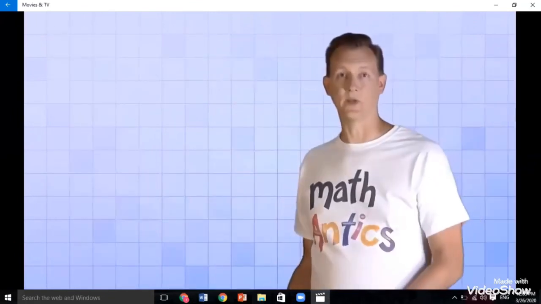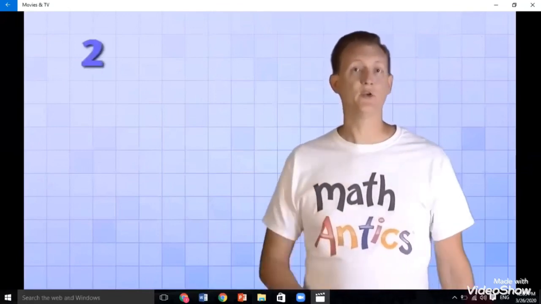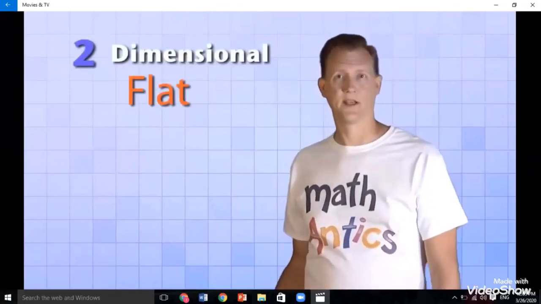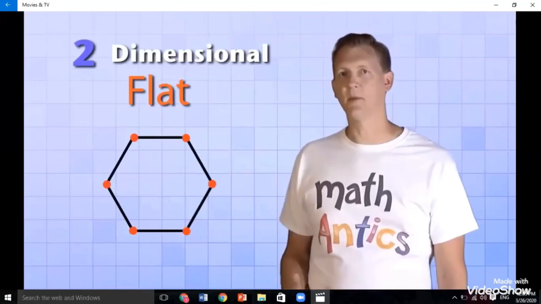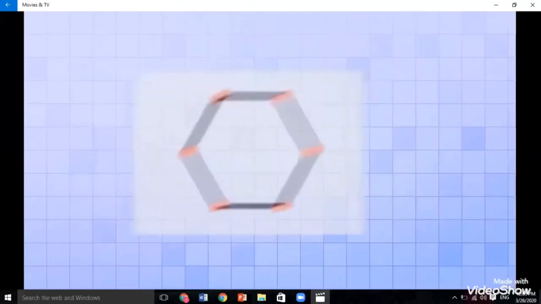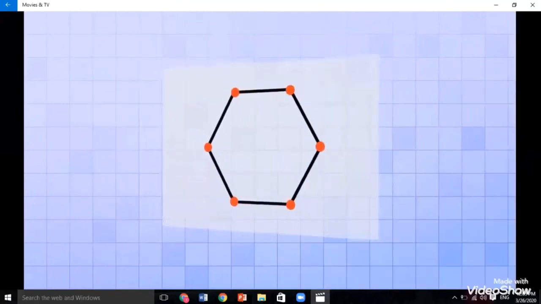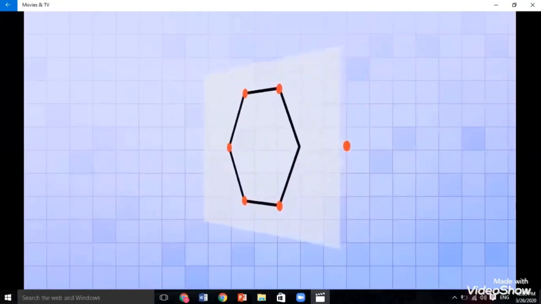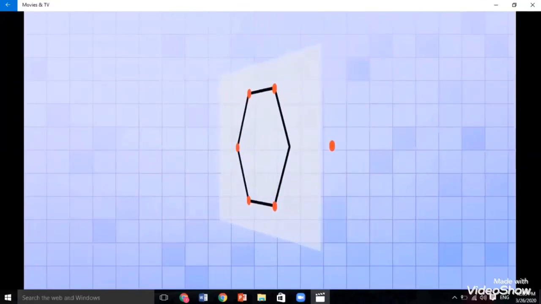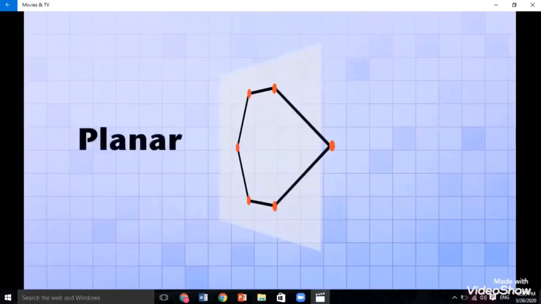And the last thing we need to know about polygons is that they're two-dimensional or flat shapes. And that means that all the vertices must lie on the same plane. If any one of the vertices were to move forwards or backwards so that it wasn't on the same plane as all the other vertices, then it wouldn't be a flat shape anymore. Flat shapes are also called planar shapes because all of their points are on the same plane.